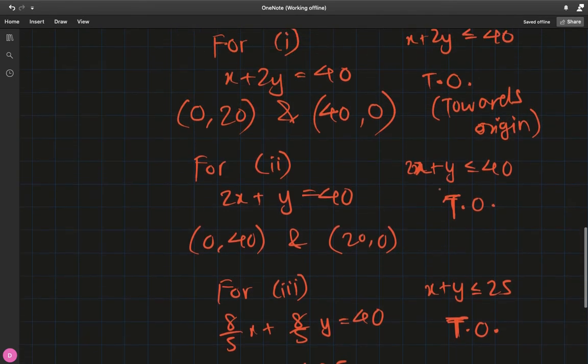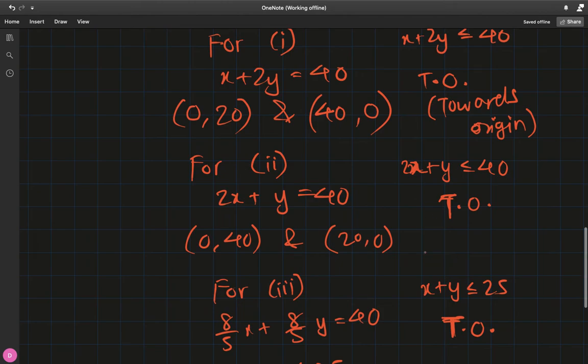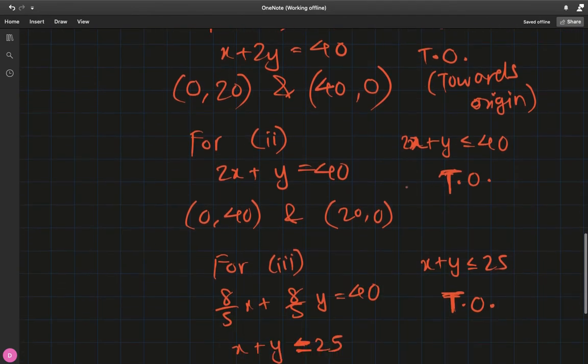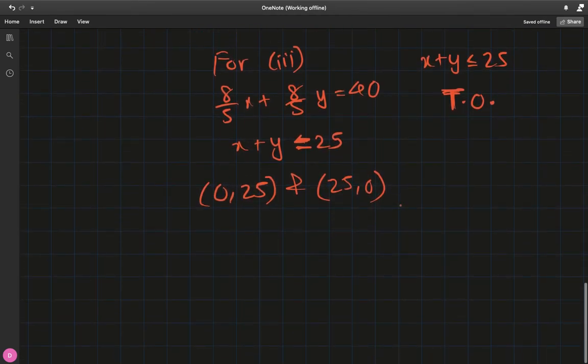So what we need to do for our region to satisfy all three inequalities is to find a common feasible region that satisfies all these constraints, and we can best see this on graph paper. That's why I have these grid lines, so that I can construct a graph of these three lines and we'll see how that works out.